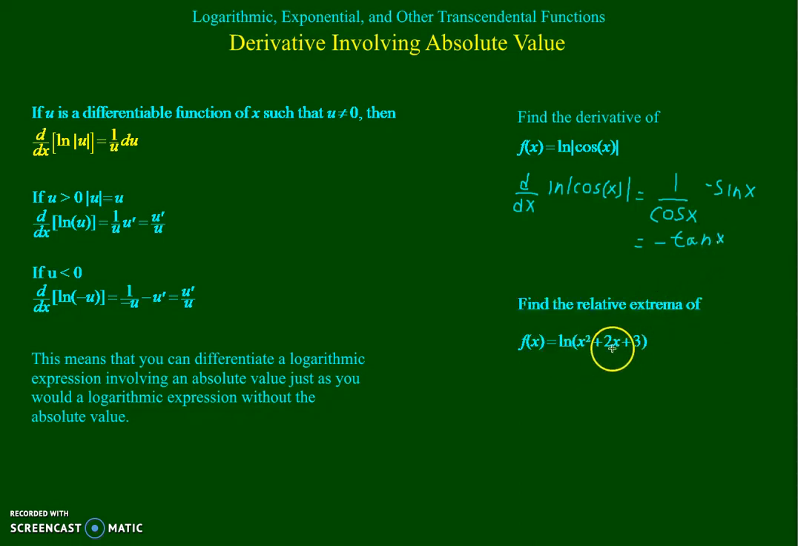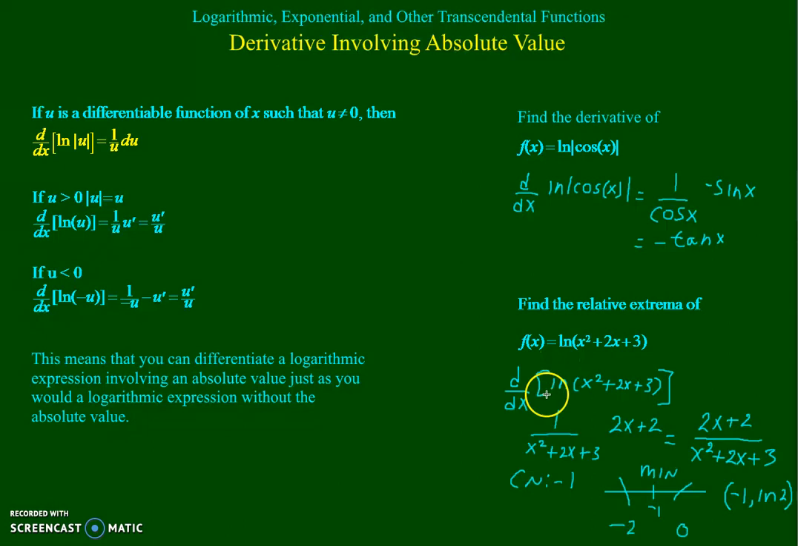Here we want to find the relative extrema of this function. So we're first going to go ahead and take the derivative, and then we'll use the first derivative test to find out where our extrema are. So here we go. The derivative of the natural log of x squared plus 2x plus 3 is 1 over x squared plus 2x plus 3 times the derivative of this denominator, which is 2x plus 2. That combines to give us this function.